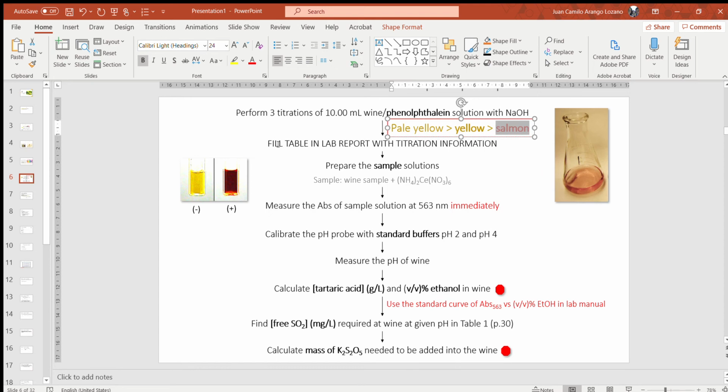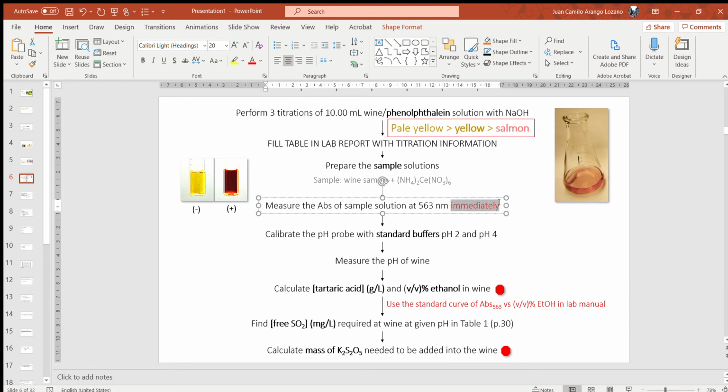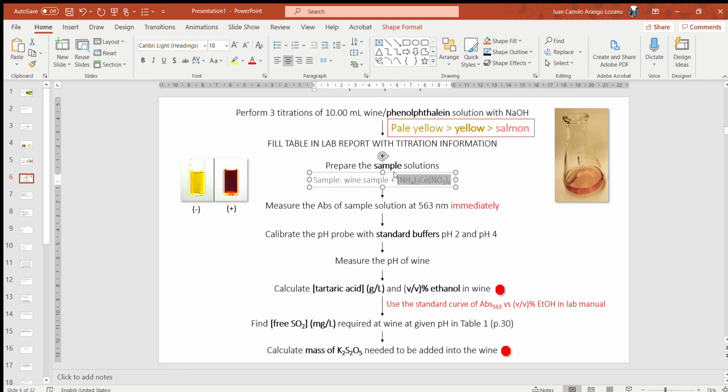You will fill the table in the lab report with information about the scout titrations plus the two careful titrations you perform, and then you will perform the sample solutions. These sample solutions have to be wine plus the ammonium cerium nitrate reagent I just told you about to determine the ethanol concentration, and you will be measuring the absorbances of these solutions at 563 nanometers. It has to be done immediately because otherwise, once you add this reagent over here, your solution will get wasted if you wait too long. So that's the reason why you need to perform this immediately.